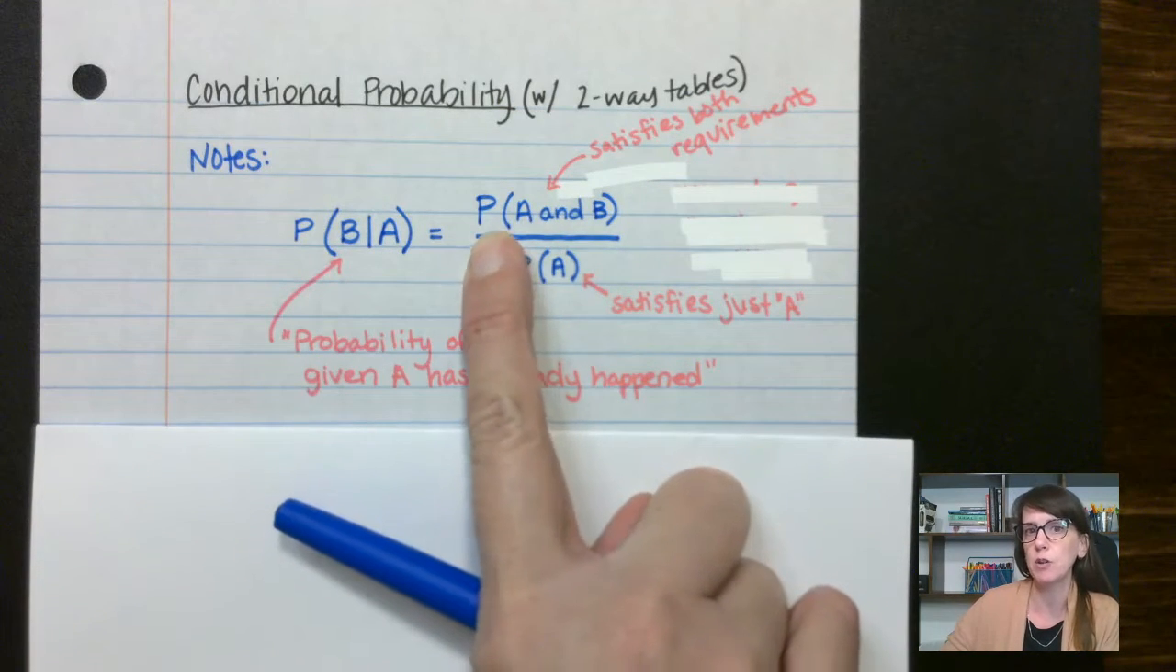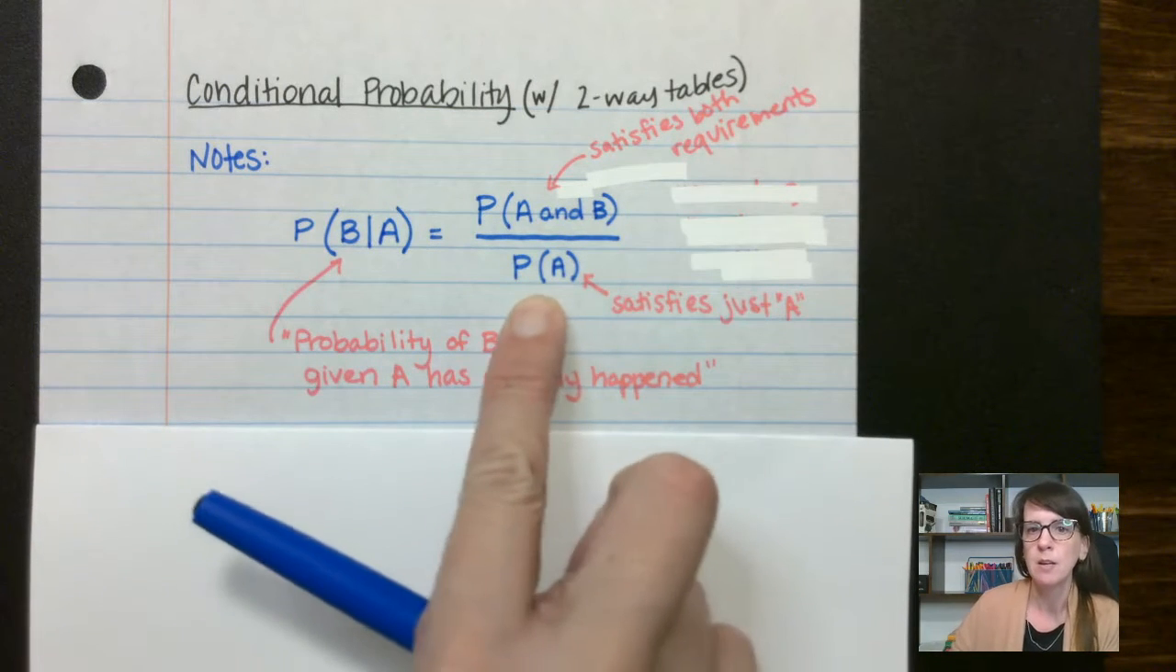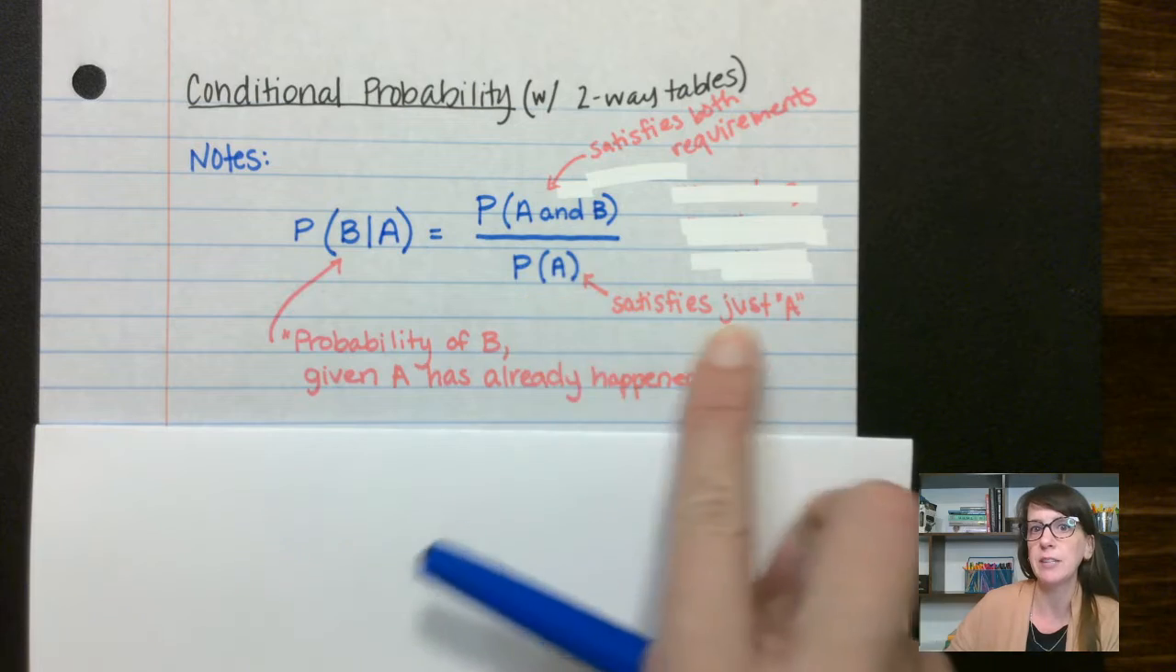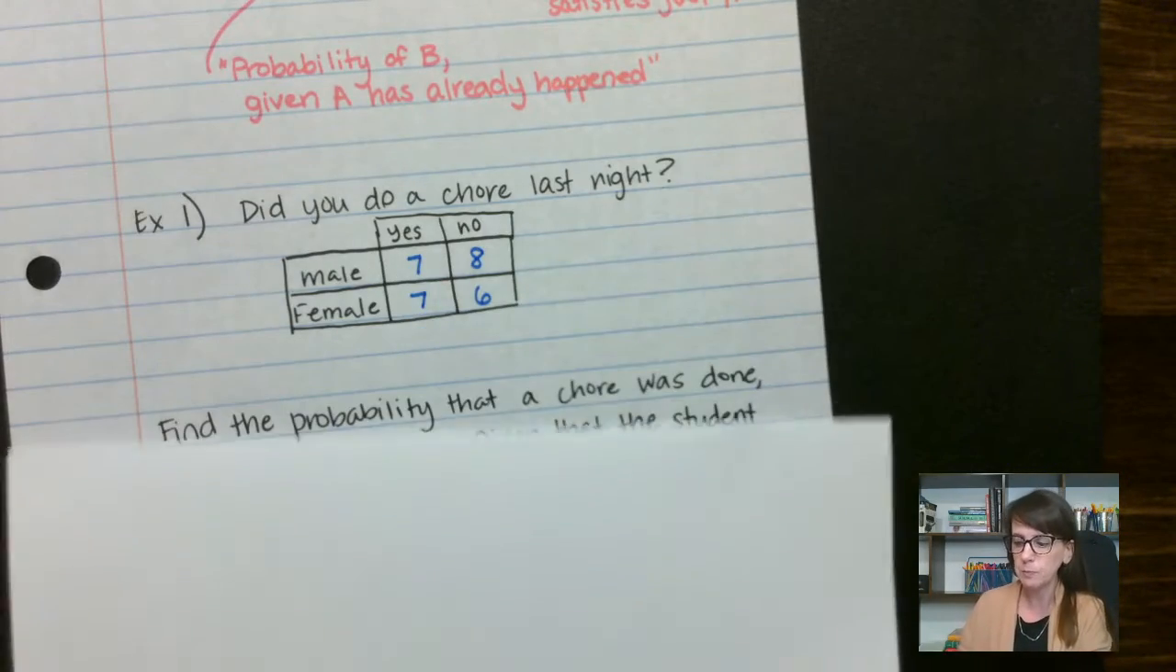This, your top one, is going to be satisfies both requirements. I made some extra notes here and then realized you didn't need them. And then probability of A, so this would satisfy just A. So we talked about that already. Let's talk about a two-way table.